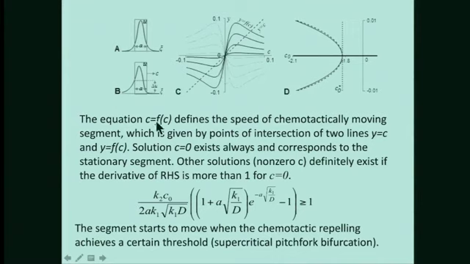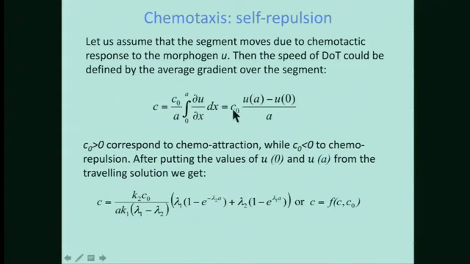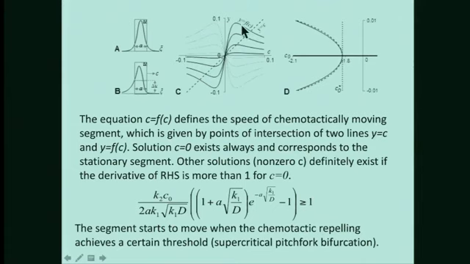So again, C equals f of C. C is a straight line, this line. F of C is one of these curves. These curves are different, so what I did here, for different values of C naught, for different values of the chemotactic strength of reaction, we will have different profiles. Well, it's just stretching, it's proportional.